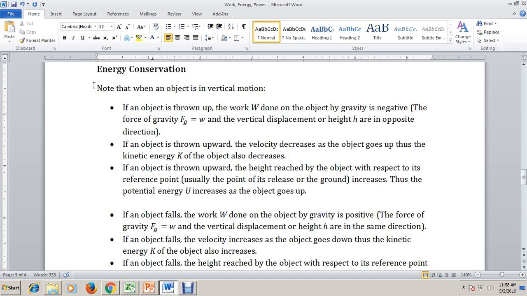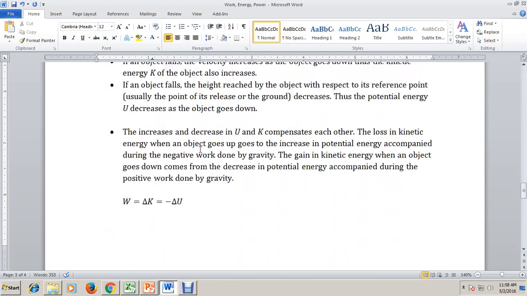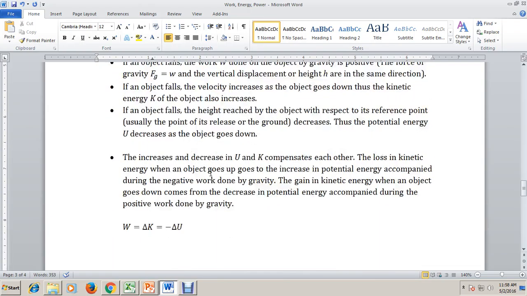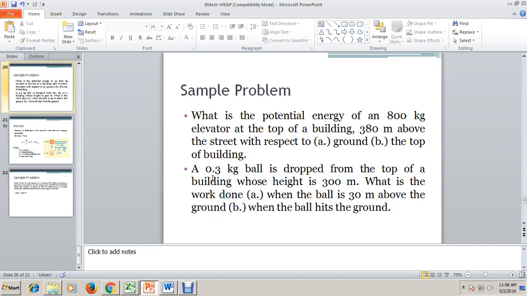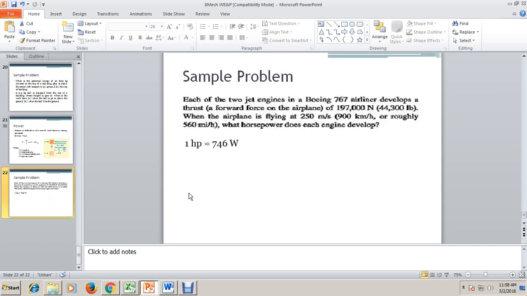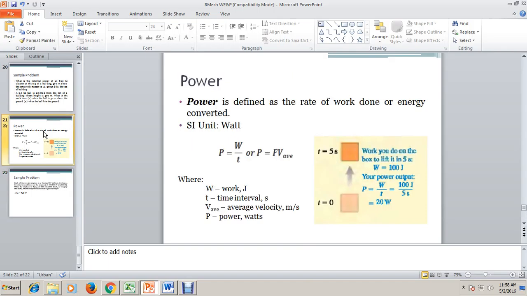Now, earlier I mentioned the work energy theorem, and that is summarized in what we call the law of energy conservation. Basically, what I have mentioned is summarized here, so you just go through the notes here as part of your lecture notes. Okay, so lastly, the idea of power.